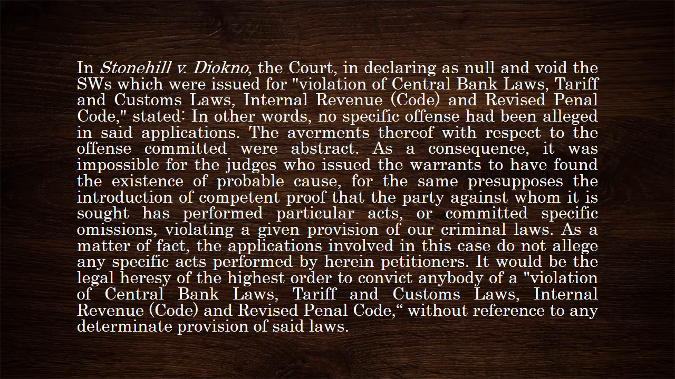In the landmark case of Stonehill versus Jokno, the Supreme Court declared as null and void the search warrants which were issued for several violations of laws like violation of central bank laws, violation of the Tariff and Customs Code, violation of the Internal Revenue Code, and violation of the Revised Penal Code. So there was only one search warrant and it was issued for several violations of law. How did the Supreme Court decide on the validity of the said search warrant?